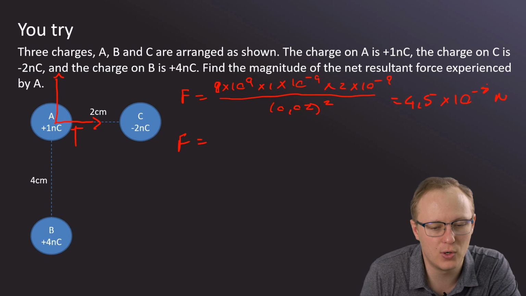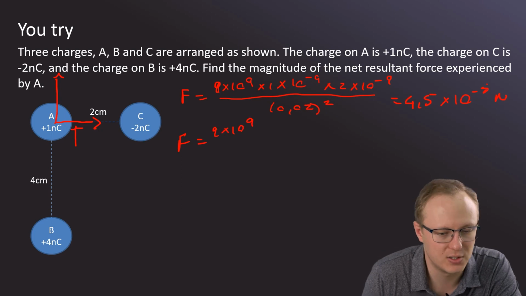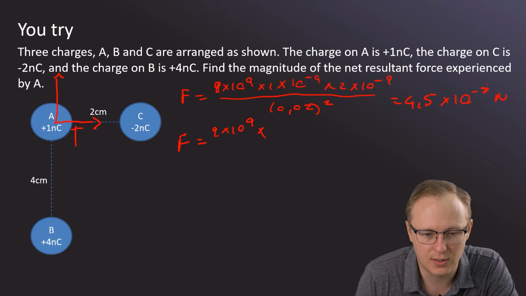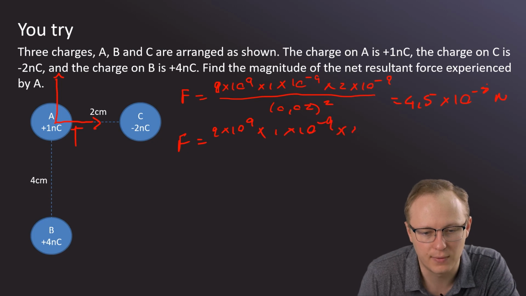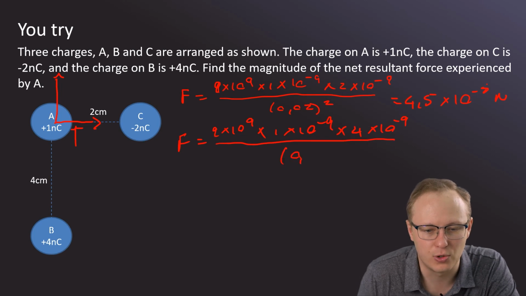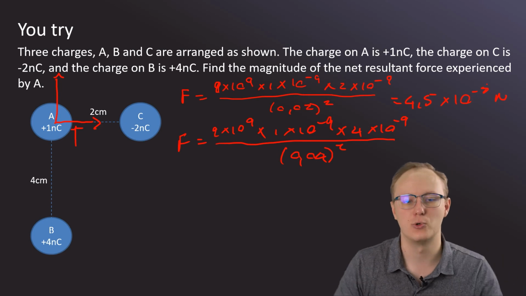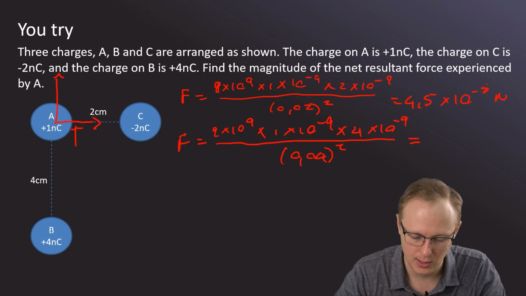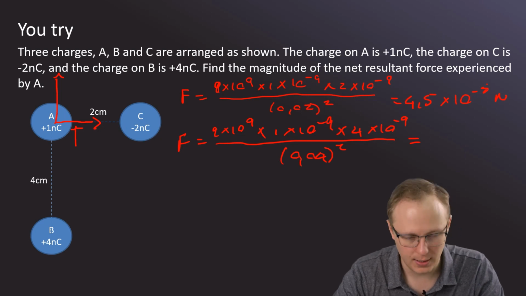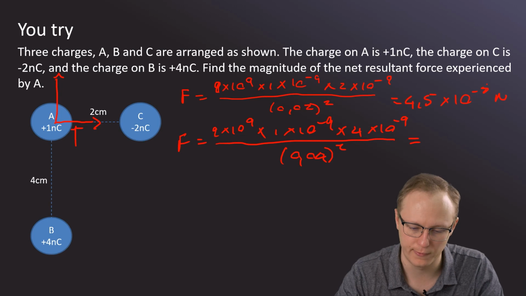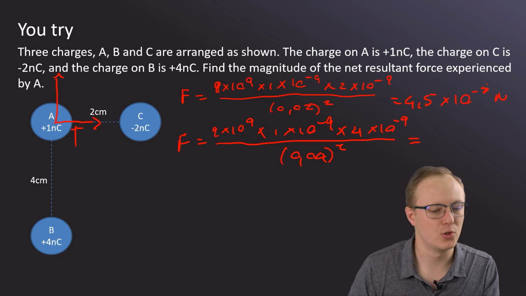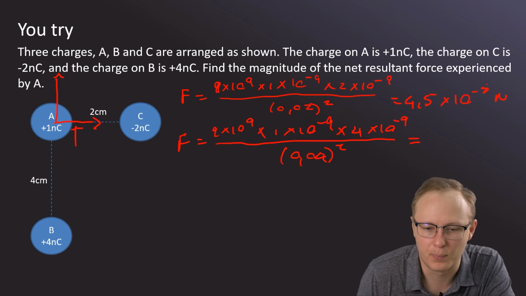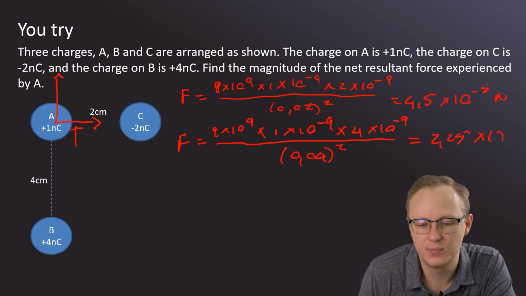Then to find the other one, we've got to do Coulomb's law again, 9 times 10 to the 9, times, again, the 1 times 10 to the -9, because nano, times 4 times 10 to the -9. Now for B, we've got to divide now by 0.04 squared, because it's the 4 centimeters there. And let's see what our calculators give us. So I've got the 0.04 there, and then I'm just going to change this 2 to a 4. And I get that we have 2.25 times 10 to the -5 newtons, and this is going to be upwards.